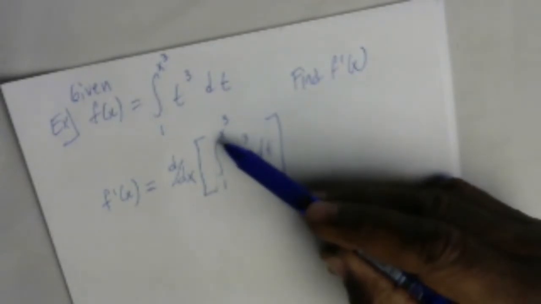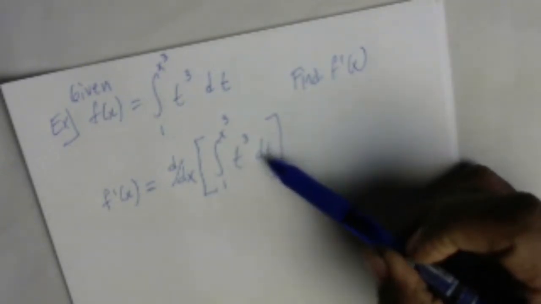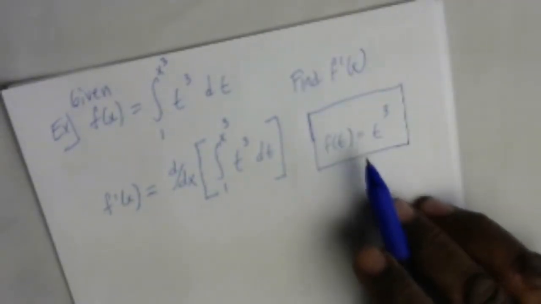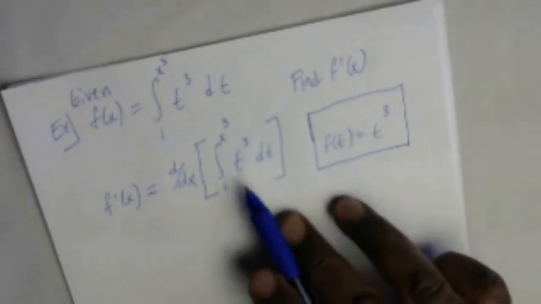So just as in the last problem, I have my integral and I have the limits on my integral. I also have my function, and my function has the variable t, right? So I'm going to write f of t as t cubed. So here is the function of my integral, t cubed.